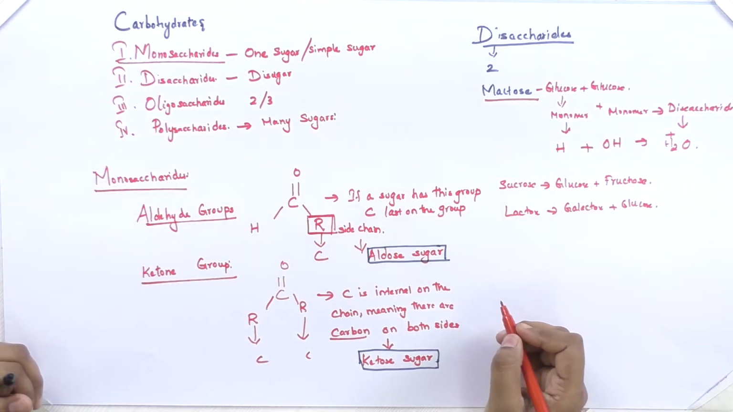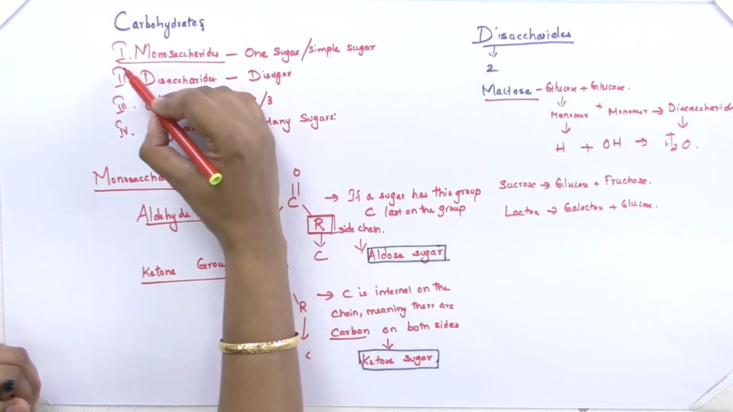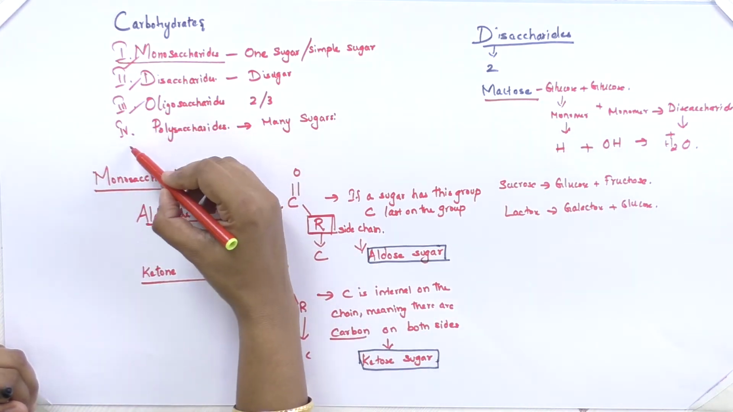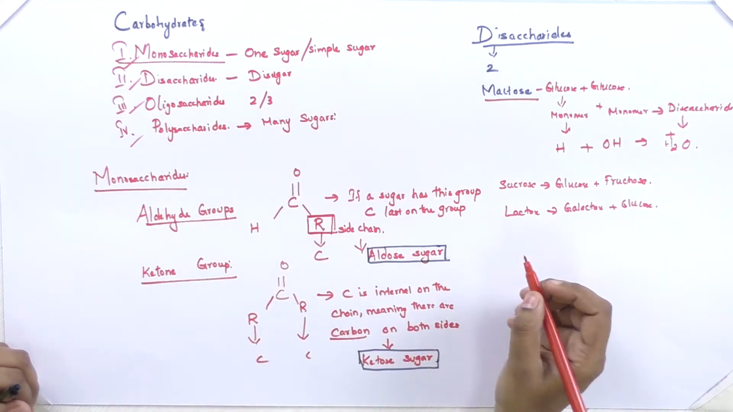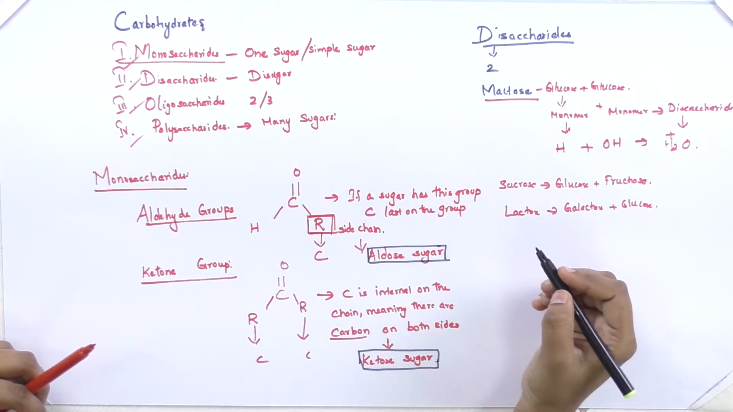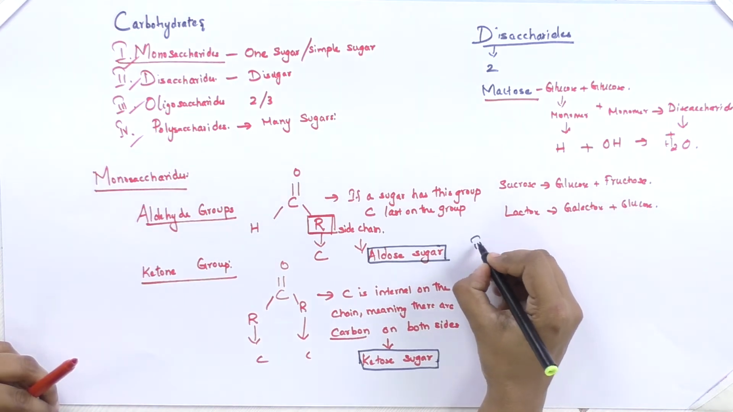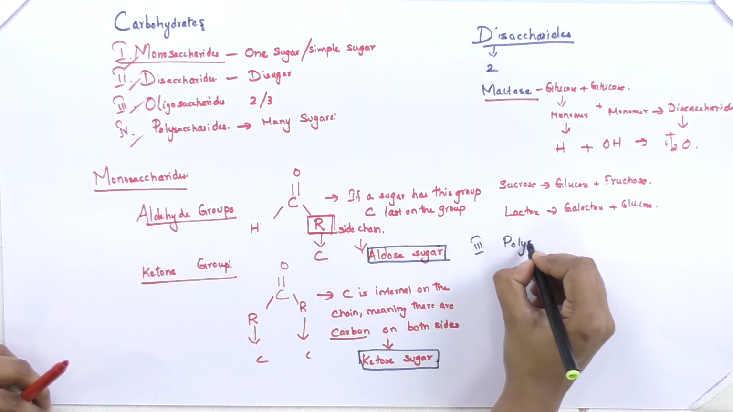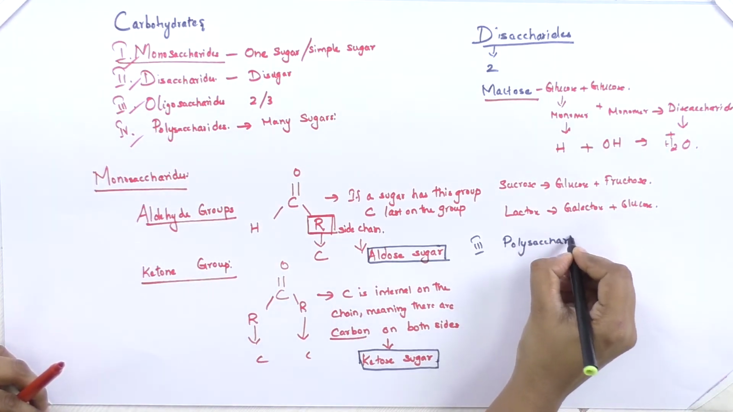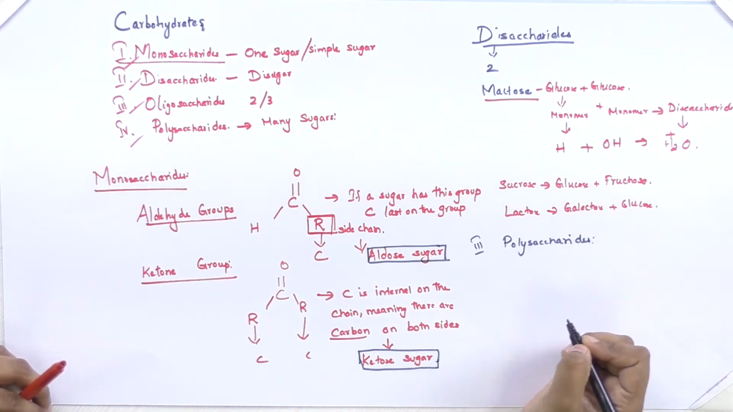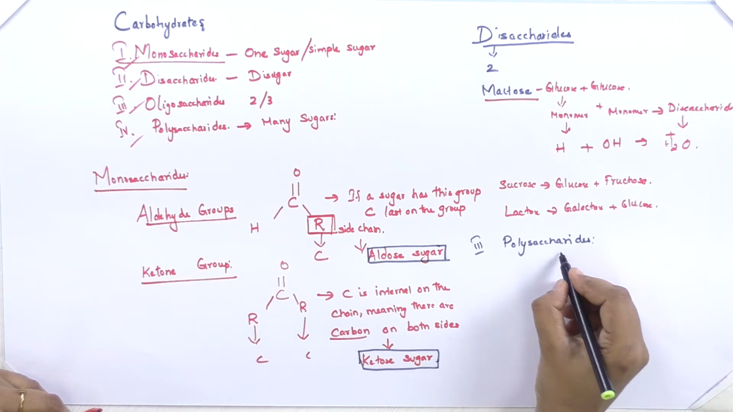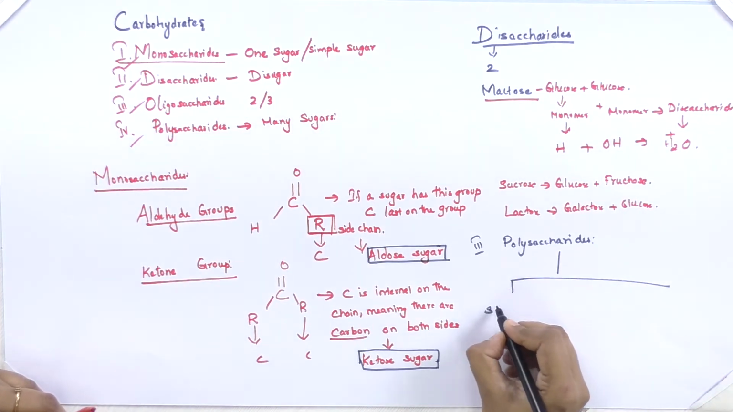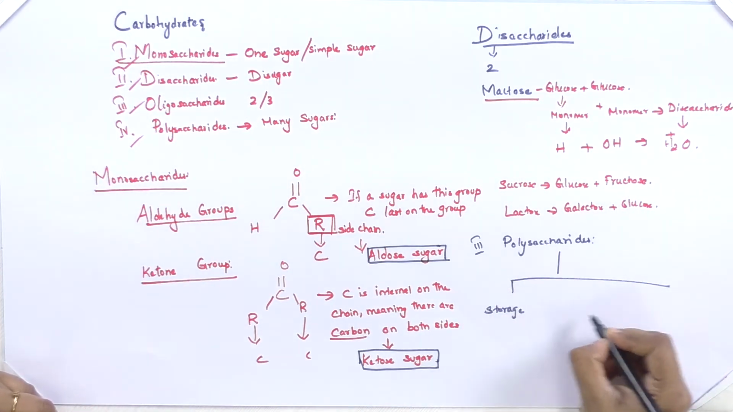So this is around carbohydrates. The main examples are monosaccharides, disaccharides, oligosaccharides and polysaccharides. We have now seen monosaccharides and disaccharides. Next we are moving to the third category of carbohydrates, polysaccharides. The main function of polysaccharides is storage and structure.